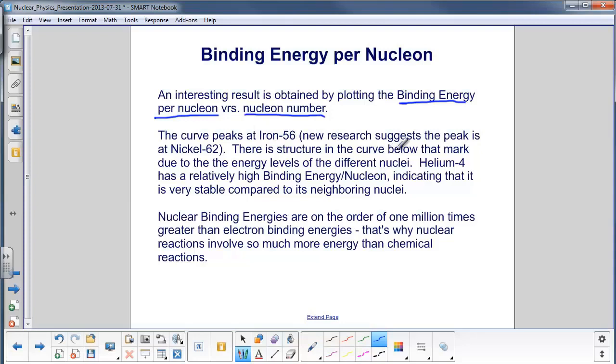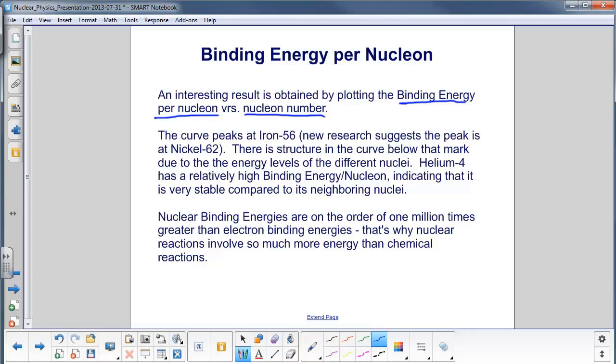The curve will peak at iron 56. That's what most textbooks say. New research suggests that the peak is at nickel 62. Again, that just shows how physics is continually changing as new work is done, new experiments are carried out. There's structure in the curve below that mark due to the energy levels of the different nuclei. Helium-4 has a relatively high binding energy per nucleon, and that indicates that it is very stable compared to the nucleons right around it.